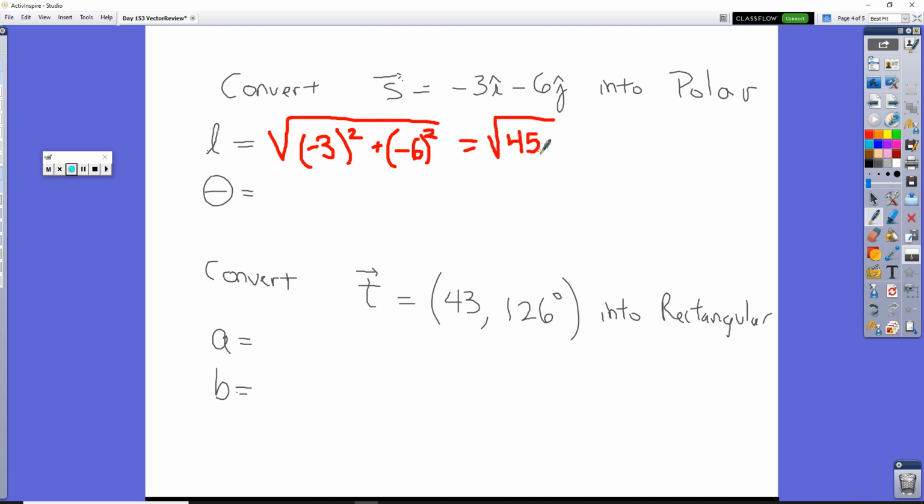But if you get a radical that can be simplified, you should. And 9 is a perfect square that divides evenly into this, so that's going to give you 3 radical 5 as a simplified radical form. And then for the directional angle, you're going to be taking the inverse tangent of the y component, which is negative 6, divided by the x component, which is negative 3. So in other words, we're taking inverse tangent of 2. And the calculator is going to tell me that the directional angle should be 63.43 degrees.